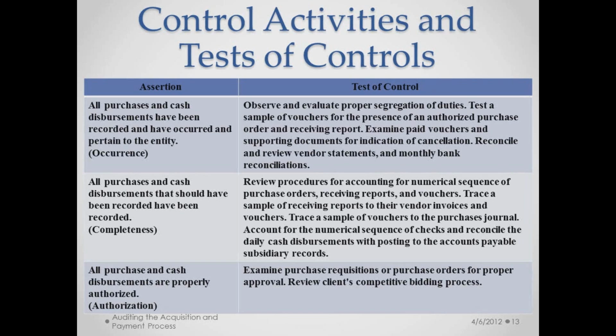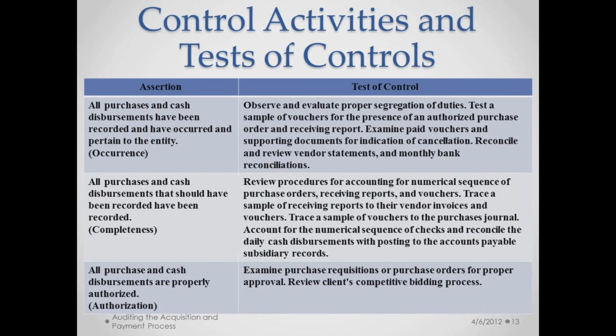So the auditor could observe and evaluate segregation of duties. We always want to look at segregation of duties. Test the sample of vouchers. We could use our sampling, statistical, non-statistical sampling, to select vouchers, which would be our sampling unit, for the presence of an unauthorized purchase order and receiving report. Examine those paid vouchers and supporting documentation for indication if they've been canceled.